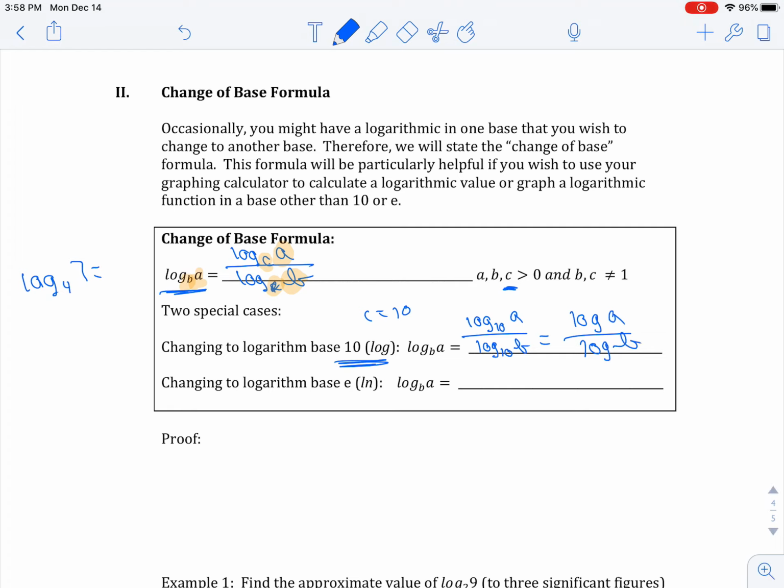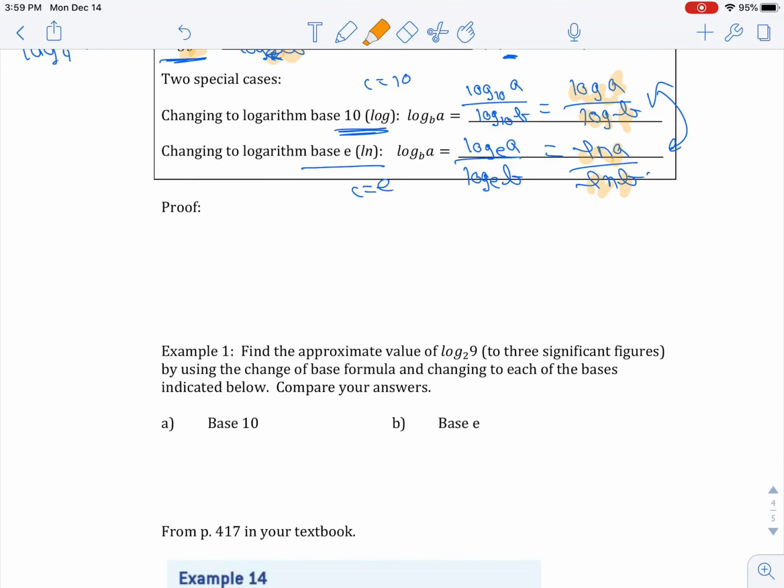Now, if I want to change it to log base e, ln, I put c equal to e. So I'm putting e in here for each of these, and I get log base e of a divided by log base e of b, which is just the same as ln of a divided by ln of b. So we're being told that these are equivalent to each other. We saw some problems like this the other day where you had the same numbers top and bottom, but one was log and one was ln, and we found with the decimals we got exactly the same answer.